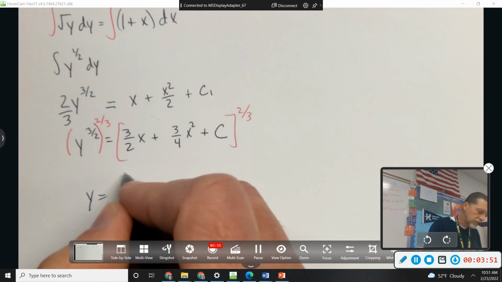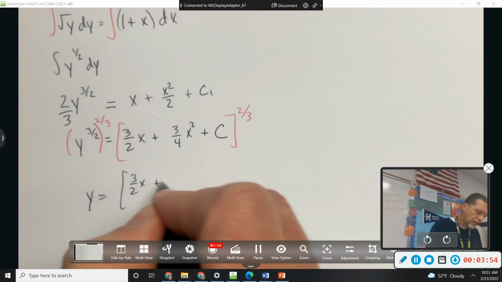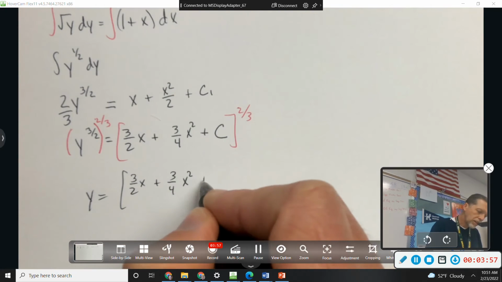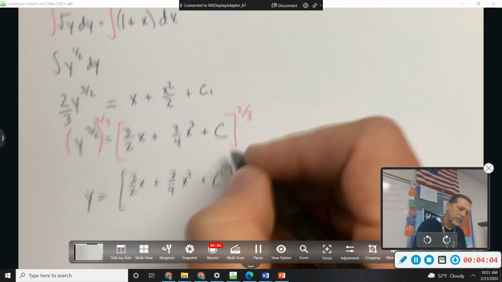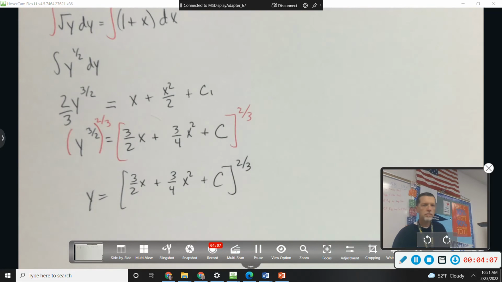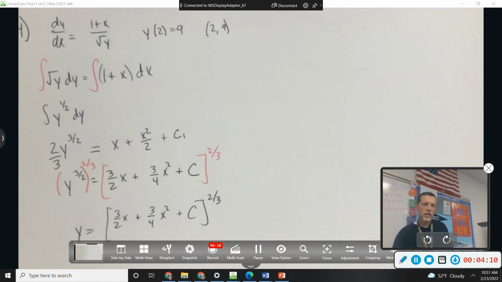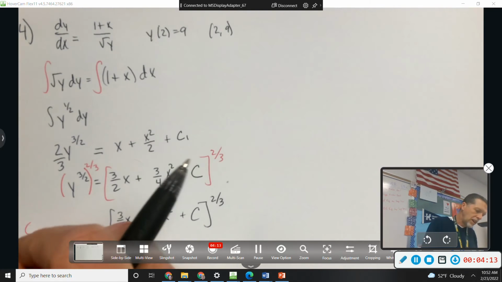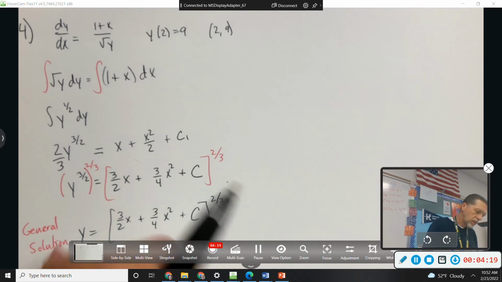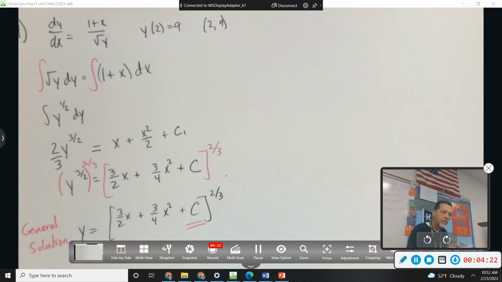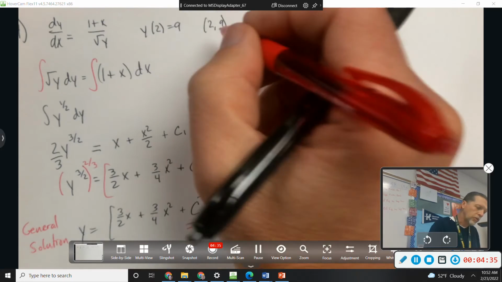So y equals 3/2 x plus 3/4 x squared plus c. And then you could write it as cube root of all that squared, or you could just 2/3. So that's what we call the general solution, as opposed to the particular solution. General solution is, I don't know what c is. And sometimes they don't give you enough information, and they just want you to give the general solution. Most of this worksheet it gives you a point so you can find the particular solution.